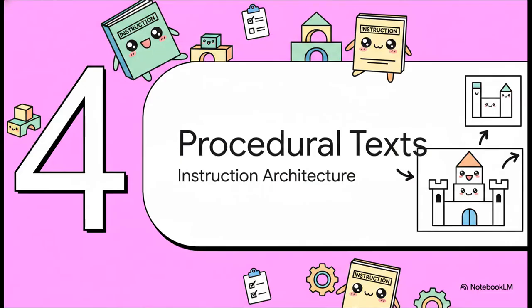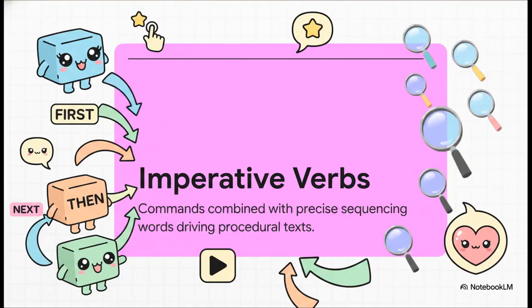Moving to Section 4, Analyzing Procedural Texts, the Architecture of Instruction. So if expository texts are all about objective explanation, procedural texts are all about goal-oriented action, getting stuff done. When you're analyzing a procedural text for your exam, you want to look for its linguistic driving force. The absolute definitive markers here are imperative verbs combined with precise sequencing words. We're talking words like first, then, and next, paired with totally unambiguous commands. If you see that clear, action-driven linguistic pattern, you are looking straight into the heart of procedural language.